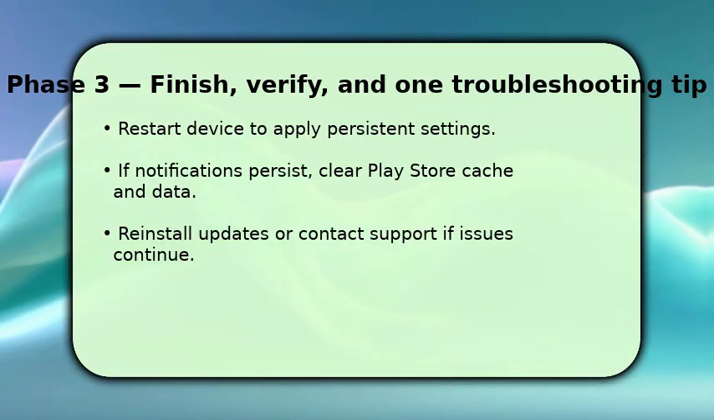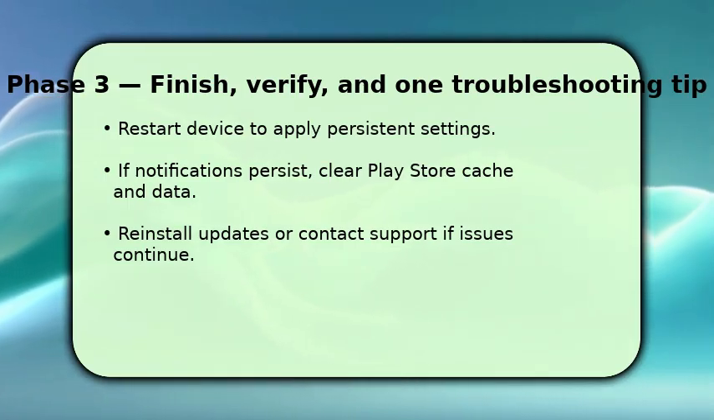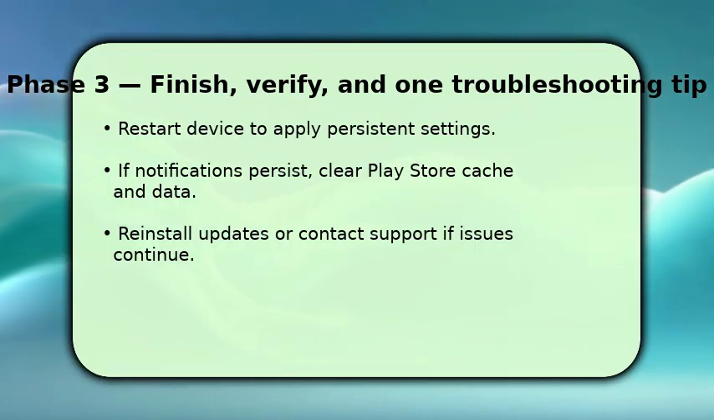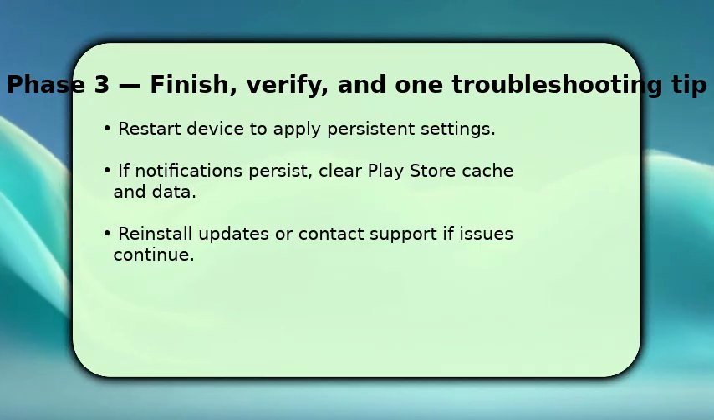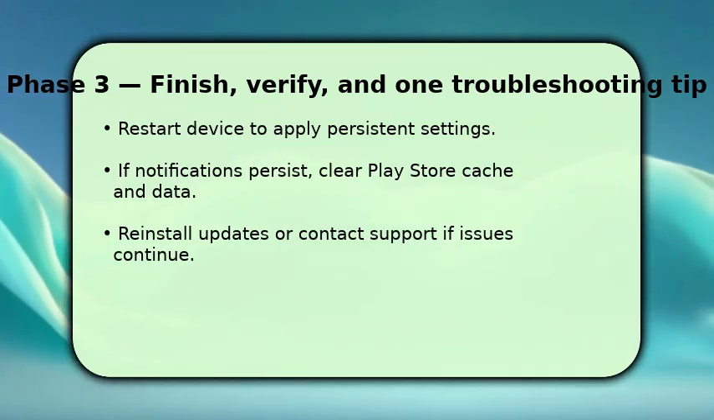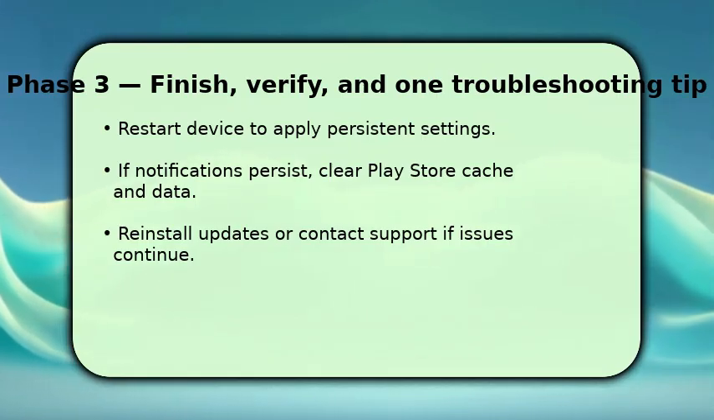If a channel still appears, go back to App Info, clear cache, and if needed, clear data for Play Store. Make sure you understand this may reset some preferences. If notifications continue after reinstalling Play Store updates, check system notification settings or test in safe mode to isolate conflicts. Troubleshooting tip: if you must, toggle Play Store permission changes one at a time to pinpoint the culprit.